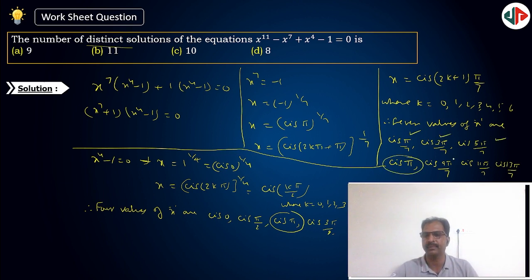1, 2, 3, 4, 5, 6, 7, 8, 9. Out of 11, total 11 solutions. Out of 11, 2 solutions are similar solutions. Remaining 9 will be distinct solutions. So the answer is 9, option A.